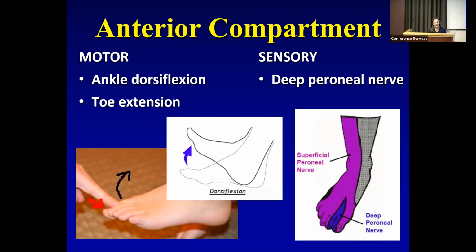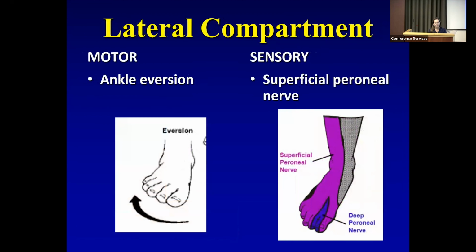The sensation is right between the web space of the first and the second toe. So if a patient starts to get numbness right in that first web space, that could be an early sign that there's something squeezing on the nerve in that anterior compartment. So that is also important to know.